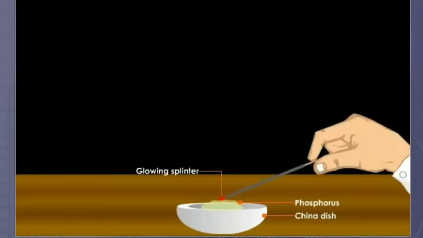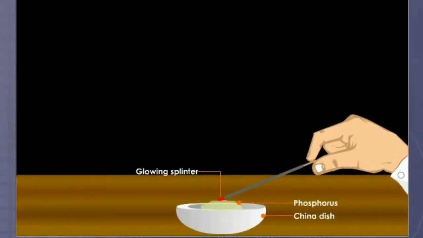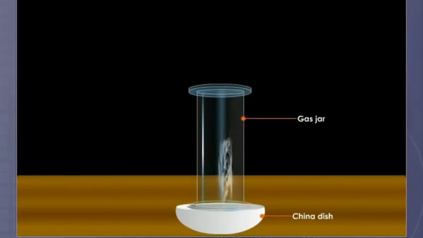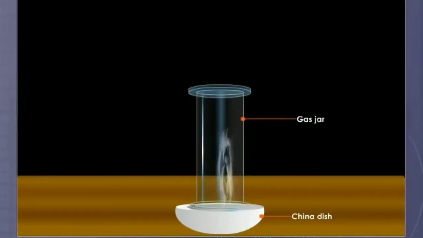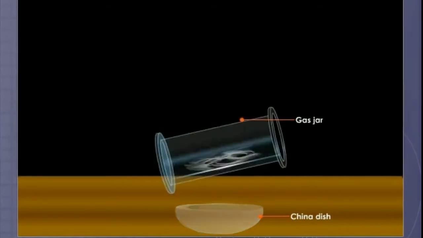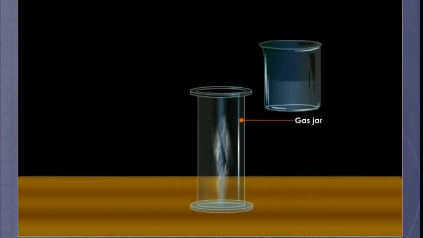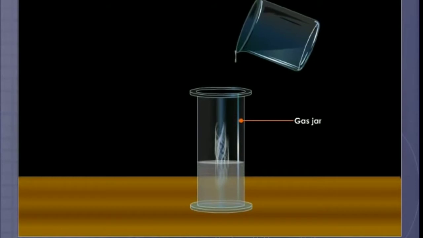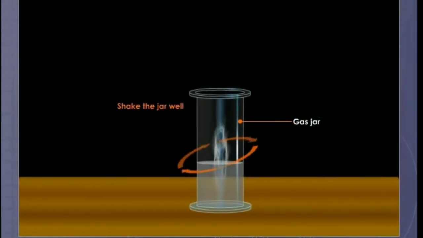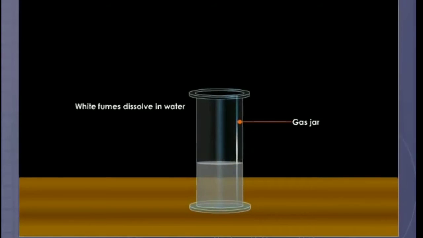Place a small piece of phosphorus on a china dish. Burn the phosphorus with the help of a glowing splinter. Cover it with an inverted gas jar. You will observe that the gas jar gets filled with white fumes. Make the gas jar upright and pour some water into it and shake well. The white fumes dissolve in water.